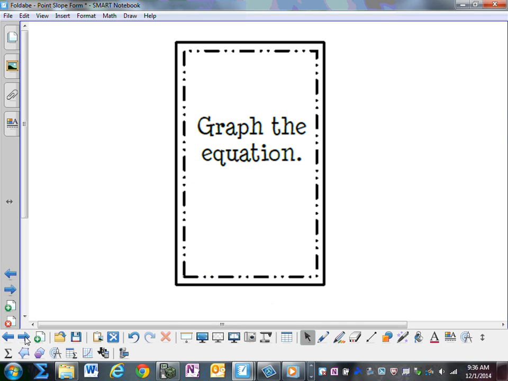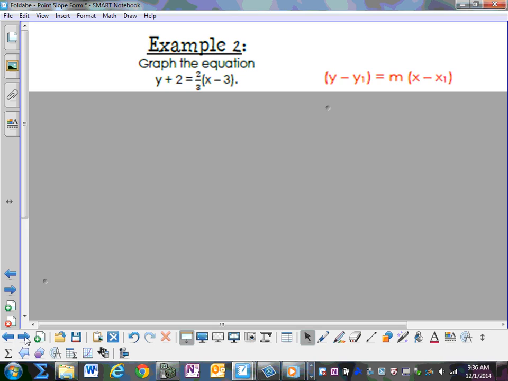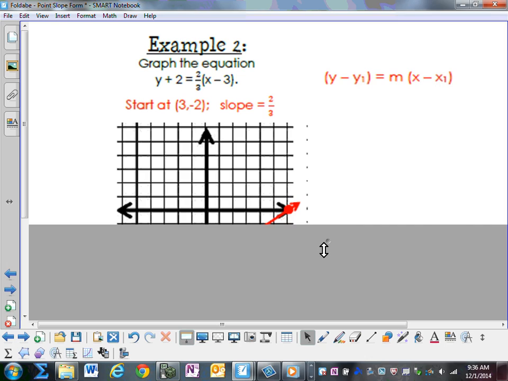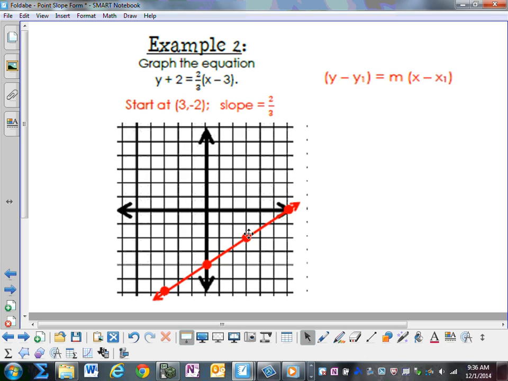Now let's graph the equation. Graph the equation y plus 2 equals 2/3 times the quantity x minus 3. So we're going to start at the point (3, -2) and apply the slope 2/3. We plot a point at (3, -2), we rise 2, run 3, and we fall 2 and run to the left 3. So we're starting at the point as opposed to the y-intercept and then applying the slope.